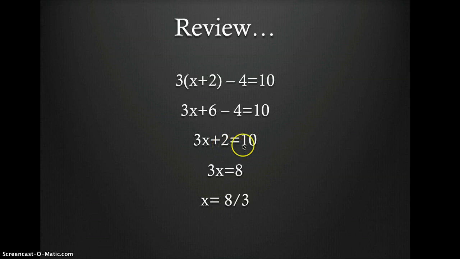Then we subtract 2 to move it to the other side, and we subtract 2 from both sides, and we get 3x equals 8. Then we divide by 3 so we can get x alone, and we see that x equals 8 divided by 3.